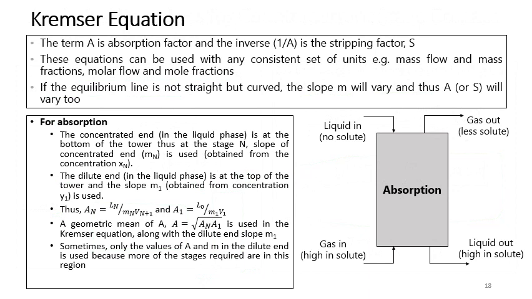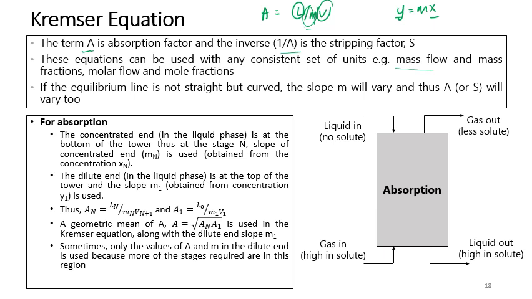For the Kremser equation, we have the term A. A here is the absorption factor or stripping factor. S is just 1 over A. Let's say A equals L over mV. What would be the units to be used in L and V? It doesn't matter what the unit is as long as it's consistent. If you use mass flow rate, then use mass flow rate. If you are using y equals mx in terms of mole fraction in y and x, then it should also be consistent.